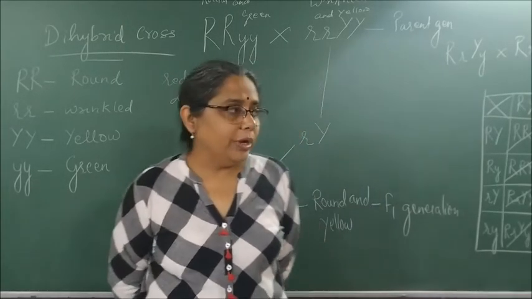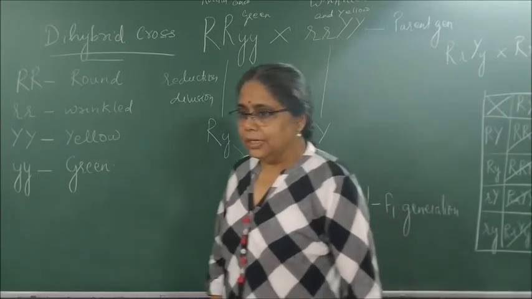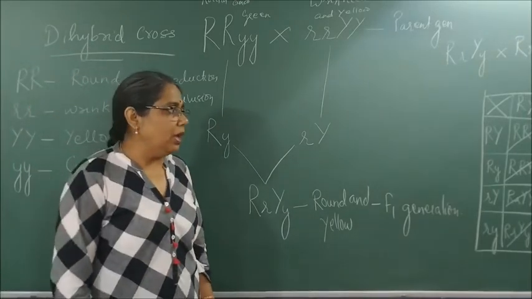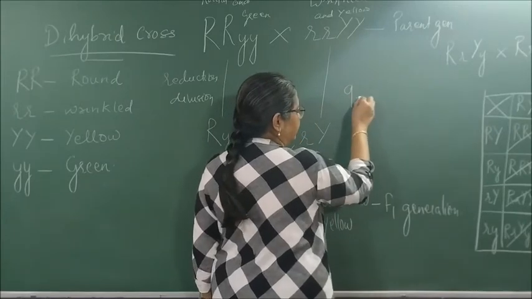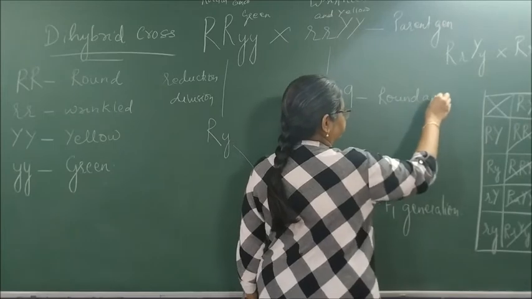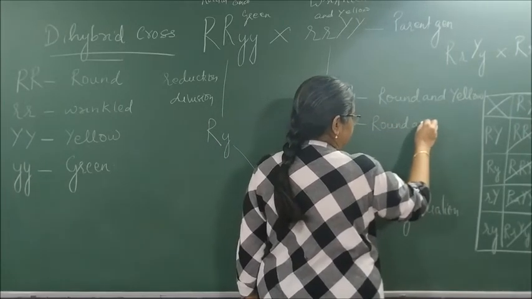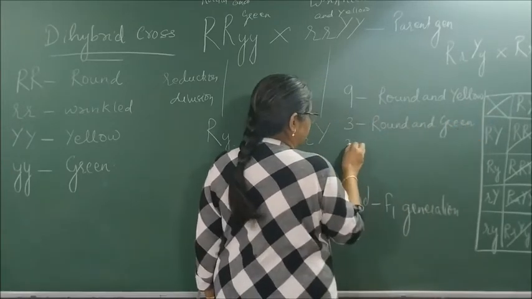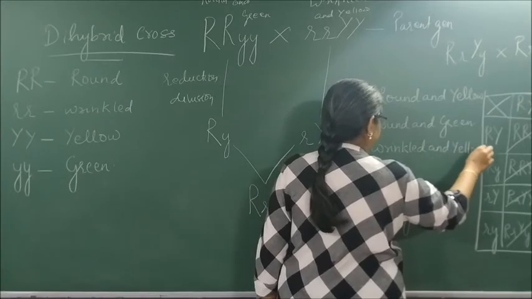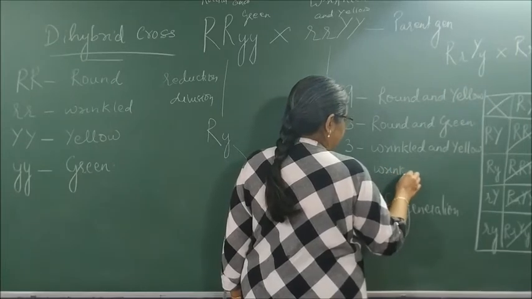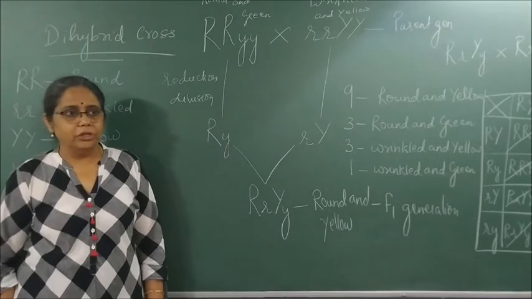So what will you write after drawing this? You will write, thus the dihybrid ratio in the F2 generation is, write one below the other: 9 plants which are round and yellow, 3 plants which are round and green, 3 plants which are wrinkled and yellow, and 1 plant which is wrinkled and green.